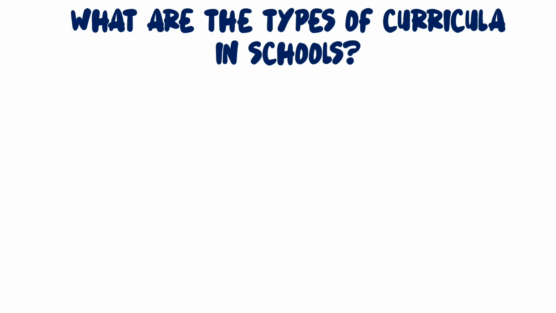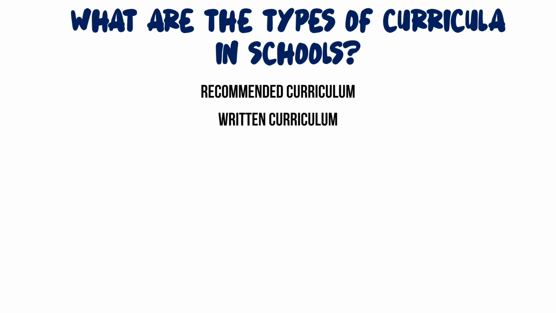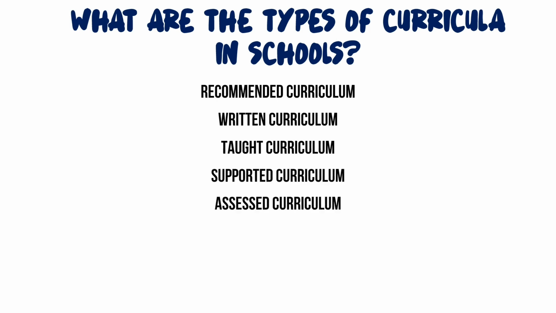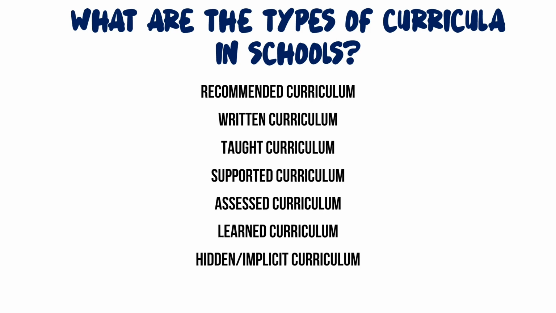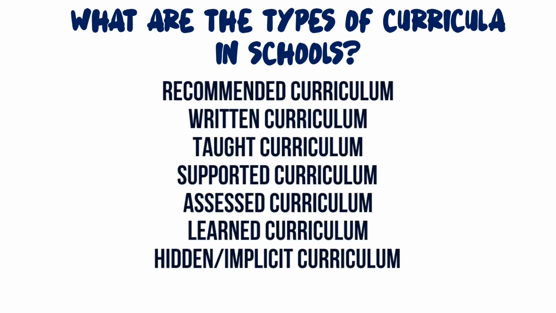What are the types of curricula in school? We have the recommended curriculum, written curriculum, thought curriculum, supported curriculum, assessed curriculum, learned curriculum, and hidden or implicit curriculum. Note that not all these curricula may be present at one time in every classroom teacher. Many of them are intentionally planned as recommended, written, thought, supported, evaluated, and learned curricula. A hidden curriculum is implied. However, a teacher may or may not be able to predict its influence on learning.